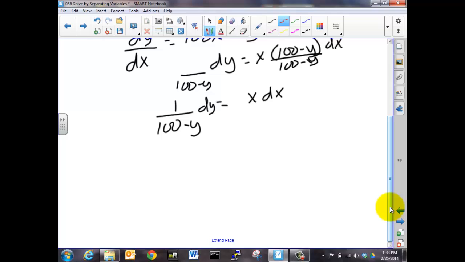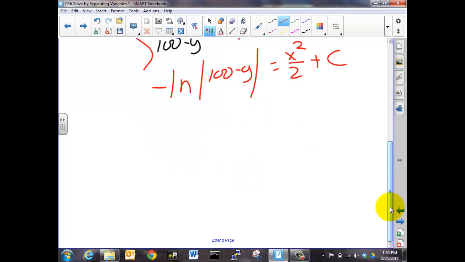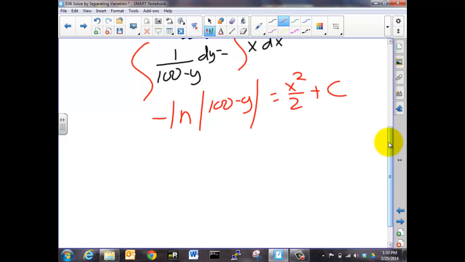Now you should think, okay, I can integrate. You've been integrating enough, and hopefully you're saying, wait a minute, I saw something like that a while ago. That becomes negative ln of 100 minus y equals x squared over 2 plus c. But what if we want to solve that for y? How can I say? e to the x squared over 2 plus c, but then what can we do with that minus sign?